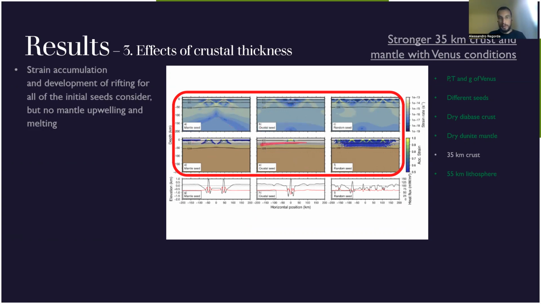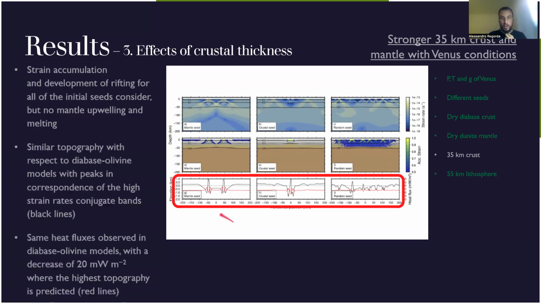And for all models, also in these cases, this distribution of the strain does not allow mantle upwelling and mantle melting. And as seen for the previous models, there are these peaks of topography inside the basin in correspondence of the high accumulation of strain. And as before, the heat fluxes in red decrease in correspondence of these peaks of about 20 milliwatt per meter square.